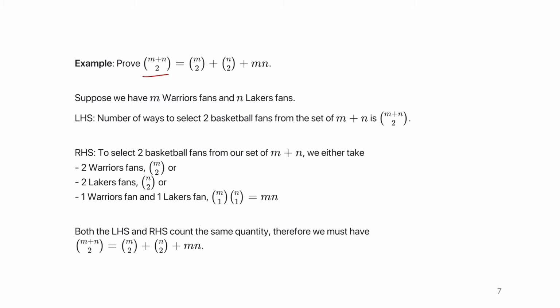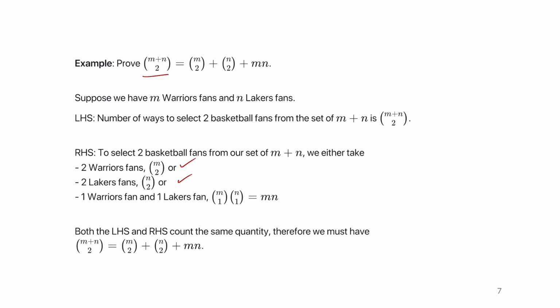The right-hand side, the way we arrive at that expression, is we look at 3 possible cases. Either the 2 basketball fans we select are both Warriors fans, and since there are m Warriors fans, the number of ways we can select 2 of them is m choose 2. Or both of the fans we select are Lakers fans, and since there are n Lakers fans, the number of ways we can select 2 of them is n choose 2. Or the final case where we select 1 Warriors fan and 1 Lakers fan.